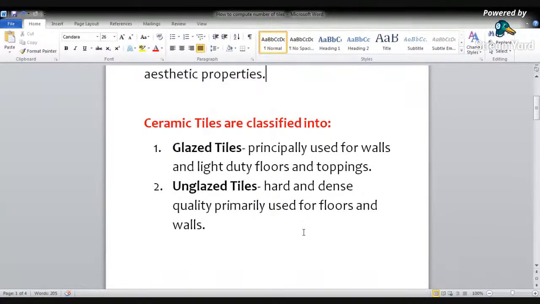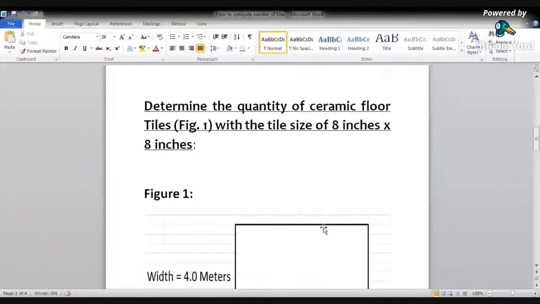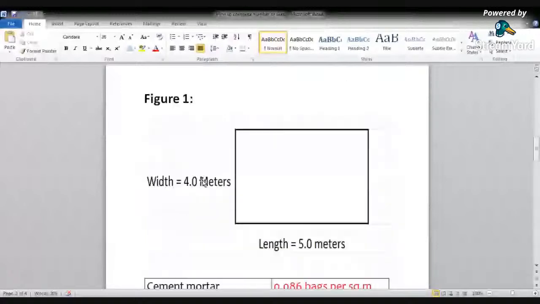Now there is an example here. Determine the quantity of ceramic floor tiles in figure number 1. This is figure number 1, with a tile size of 8 inches by 8 inches. So the size of the tiles is 8 inches by 8 inches. This is the size of the floor. The width of the floor is 4 meters and the length is 5 meters.